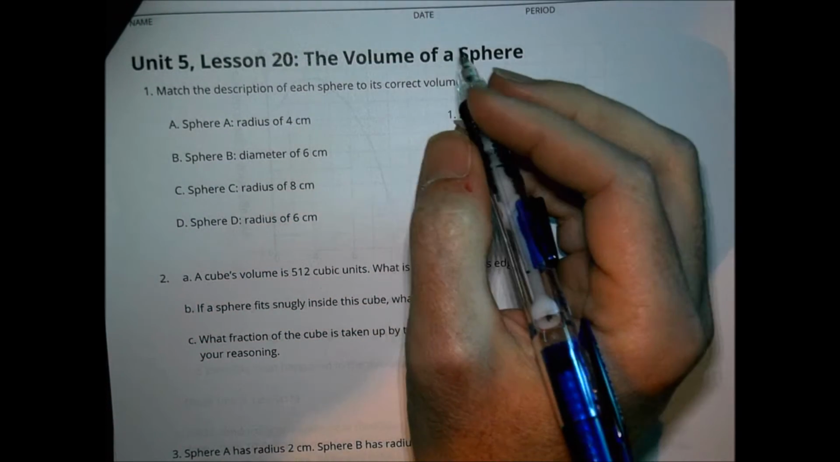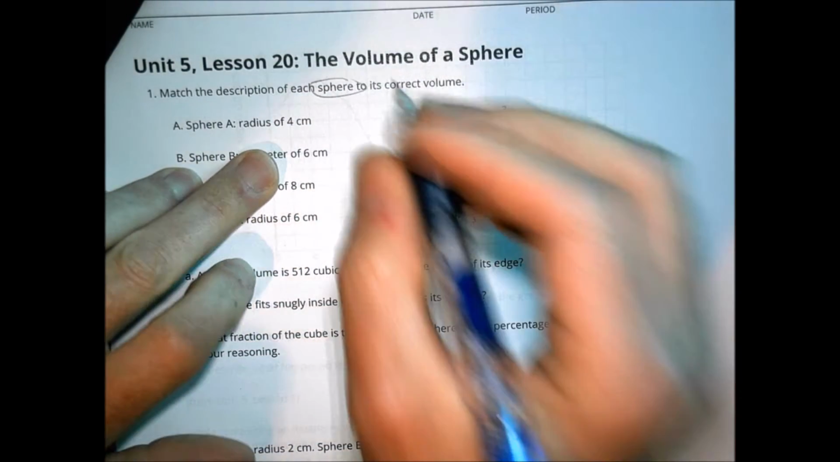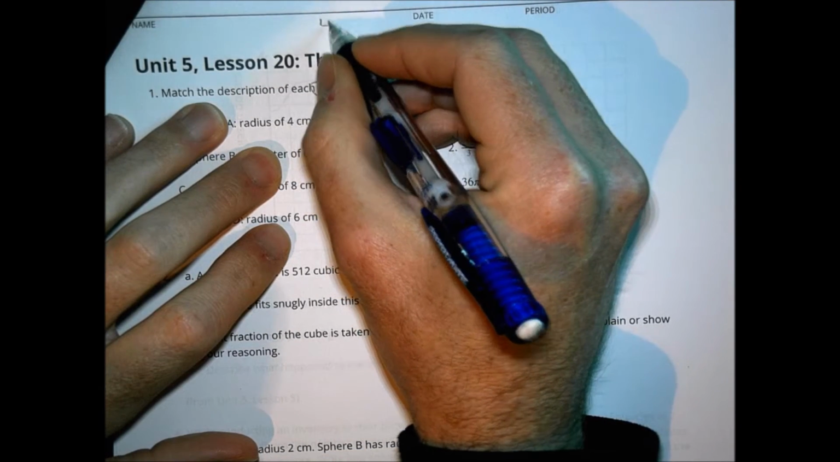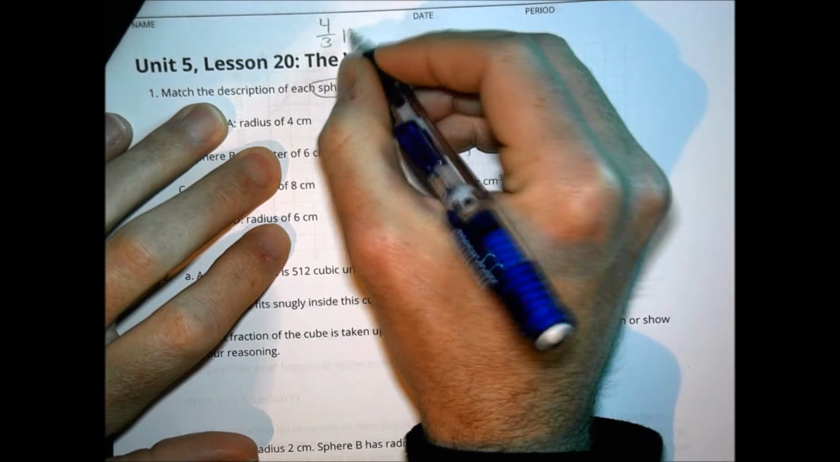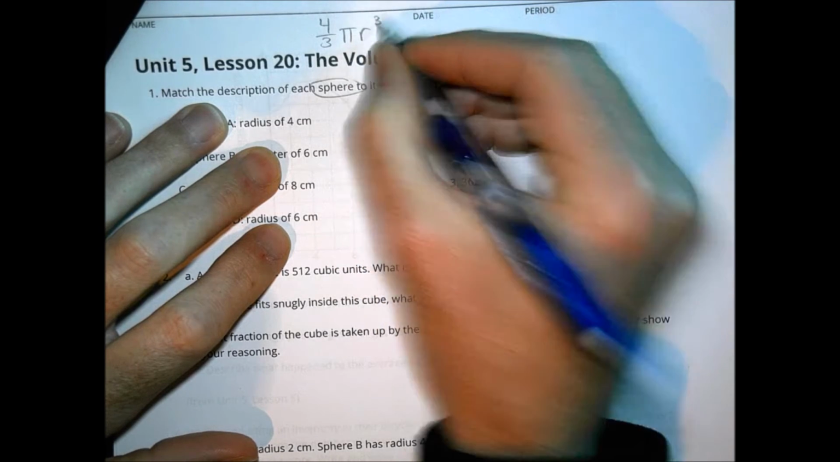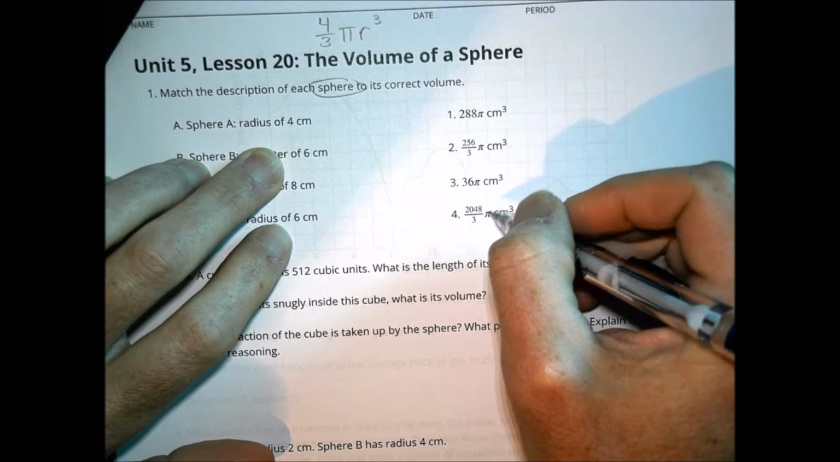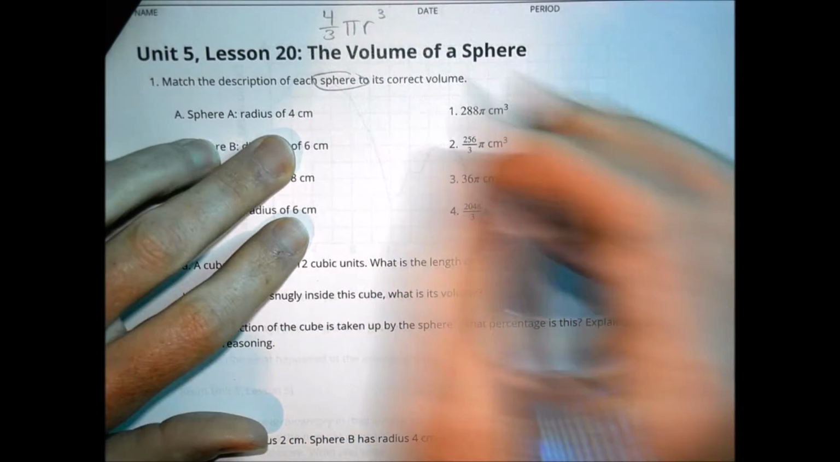Okay, so here we do homework, radius, spheres. All right, we're going to use the formula. What we know is that volume equals 4/3 pi r to the third. That's what we know so far. Notice all these answers are being left in terms of pi. So as we work stuff out, let's see what we have.